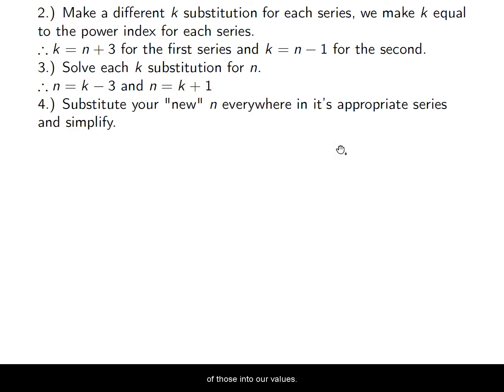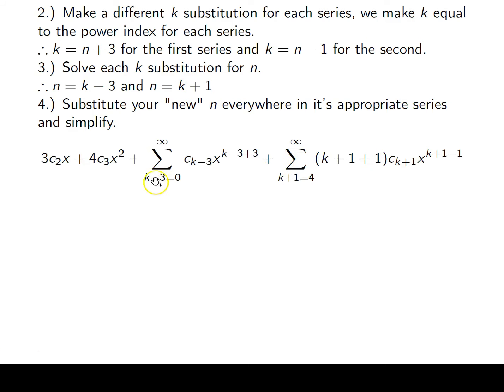When we plug those into our values, it's going to look like this, right? Everywhere in my first term, everywhere I saw n, I replace it with k minus 3. So k minus 3, c to the k minus 3, x to the k minus 3, right? Everywhere I replace with minus 3. For the second one, I have n is k plus 1. Everywhere I see my n, I replace that with k plus 1. So n is 4 becomes k plus 1 is 4. n plus 1 is k plus 1 plus 1, right? I just replace that everywhere.